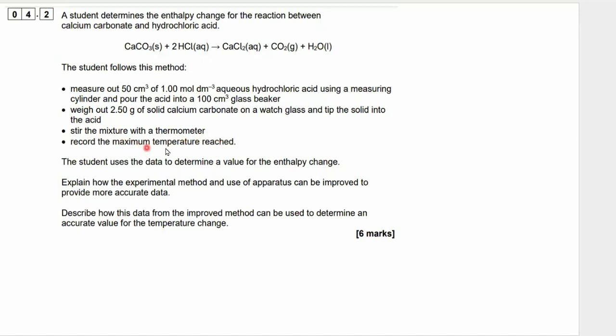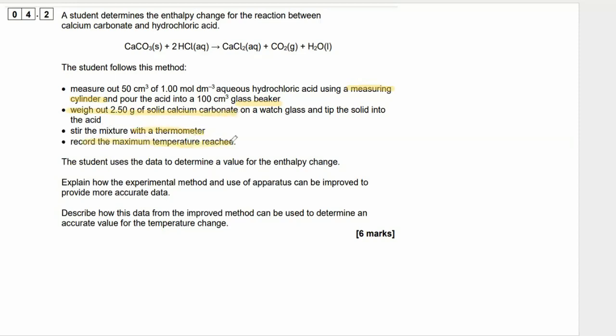Weigh out 2.50 grams of solid calcium carbonate on a watch glass and tip the solid in the acid. Stir the mixture with a thermometer. Record the maximum temperature reached. The student uses data to determine a value for the enthalpy change. Explain how the experimental method and use of apparatus can be improved to provide more accurate data. Describe how this data from the improved method can be used to determine an accurate value for temperature change.